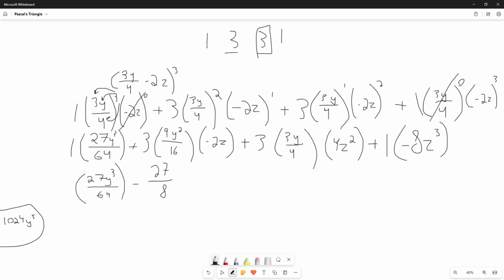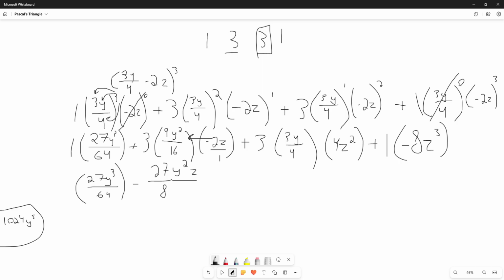So minus 27 over 8. And notice how the y squared is on top. So the y squared we have here. And the z is also on top because this would have been over 1, and this would have shifted to the top. So it is minus 27y squared multiplied by z divided by 8.